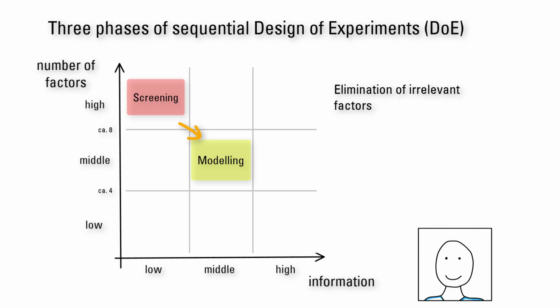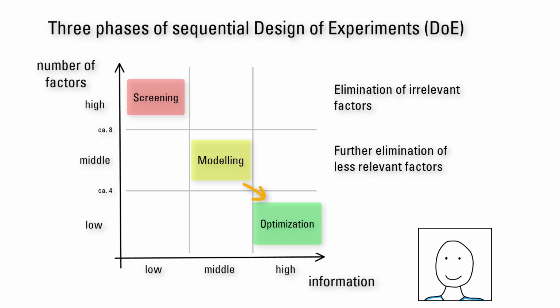Therefore, during the so-called modeling phase, the interactions between the factors are included. However, the main goal is still to eliminate more non-relevant factors, and the indications on the best settings are rather a tendency than definite. In the modeling phase, very often the so-called factorial plans are used, of which even Alex has already heard about. For the final optimization phase, only few factors remain.